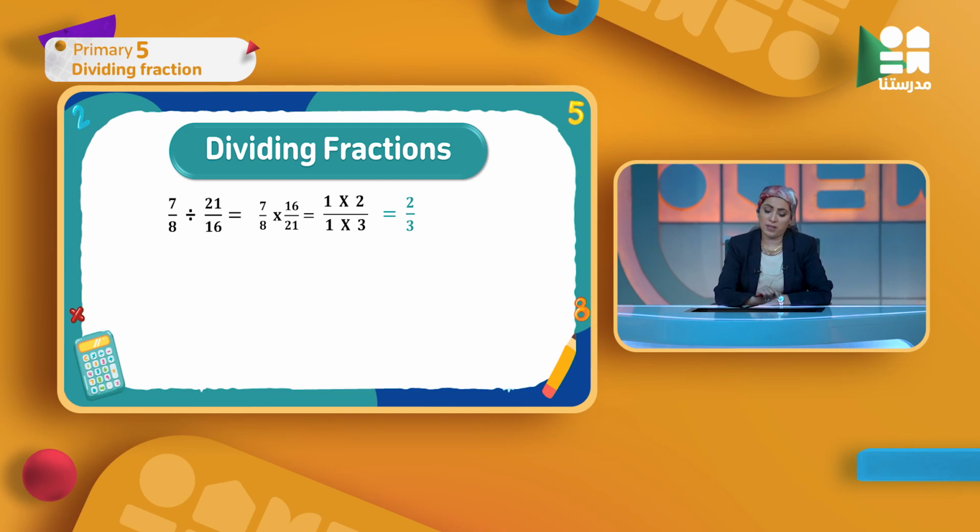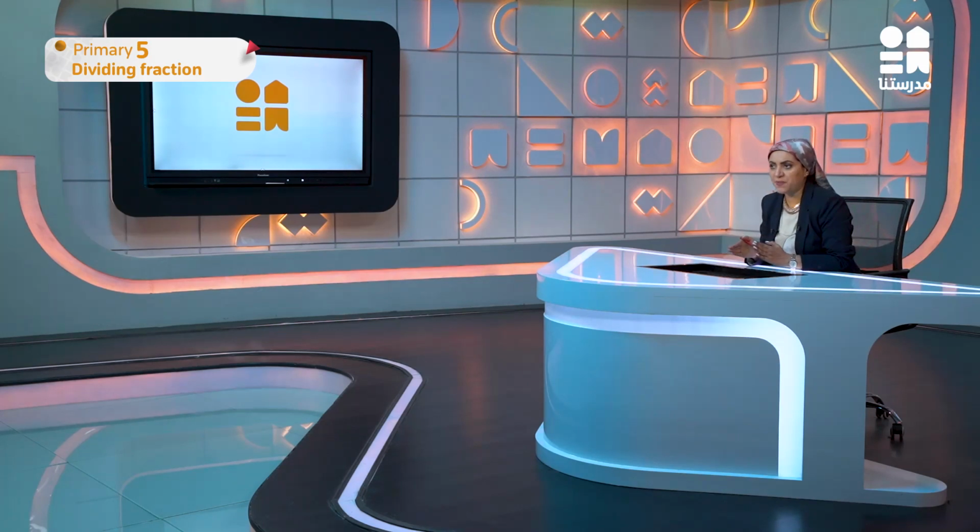Now let's move to another example. 3 over 5 divided by 36 over 25. Again, I move with the same order and the same steps. First step, do I change the first fraction? No, I don't. I copy it as it is. So it will be 3 over 5 as it is.